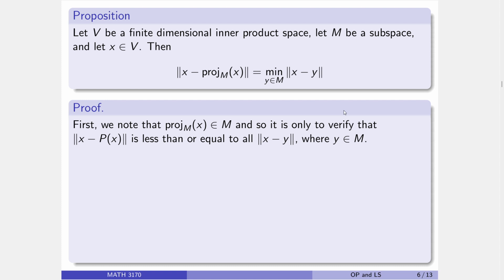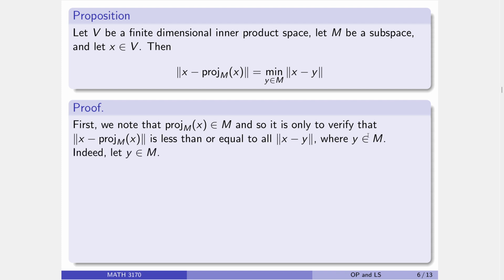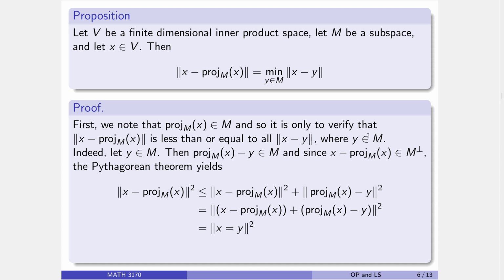First note that, obviously, the projection of x is an element of M. So the only thing we need to actually verify, and that should be the projection, not P of x there, is that the norm of x minus the projection is less than or equal to the norm of x minus y for all y in M. We already know the projection is in there, so it's one of the values, which needs to be the smallest. Hence, it's the minimum. So take an element y that lives in M.